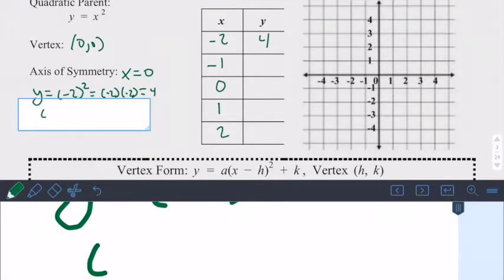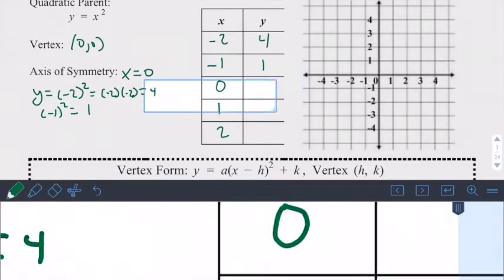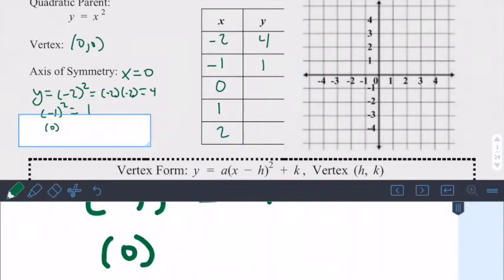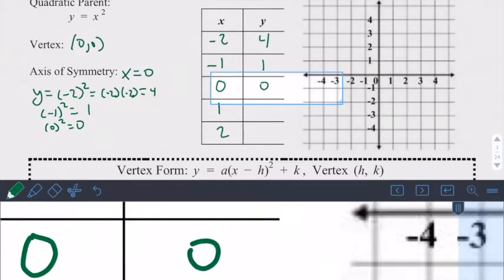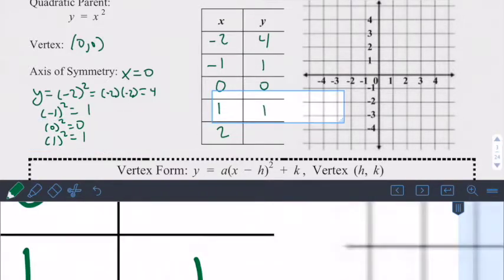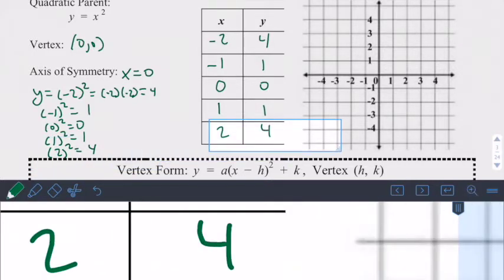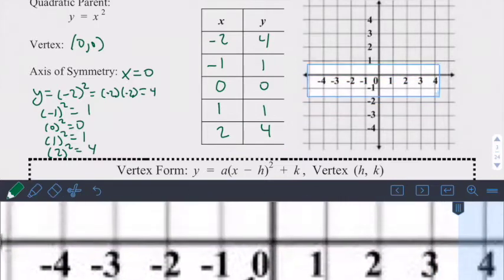If I plug in -1, that means -1 times -1, which is +1. If I plug in 0, 0 squared is 0 times 0, which is 0. Then if I plug in 1, 1 squared is 1 times 1, which is 1. And 2 squared is 2 times 2, which is 4. Okay, now when we go to graph this, we'll see that symmetry.